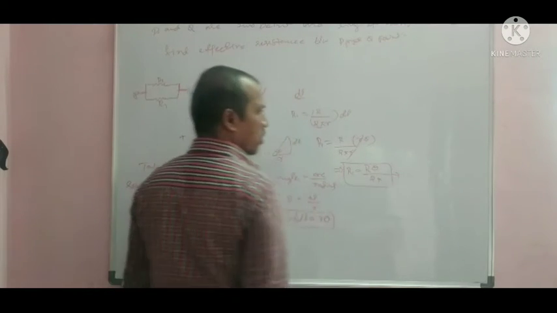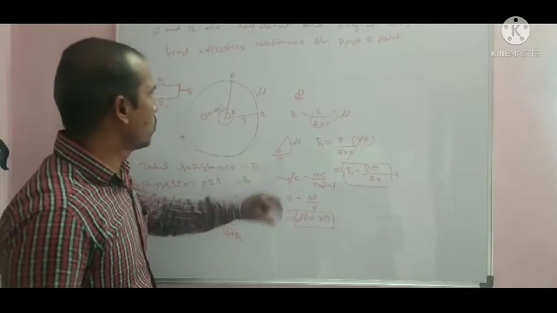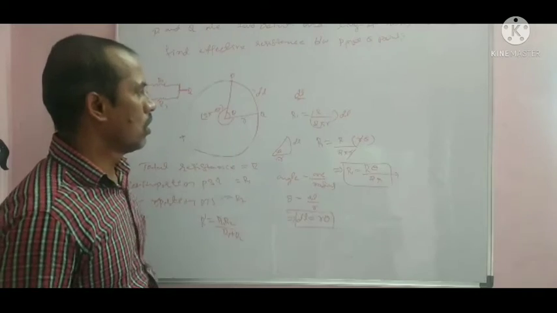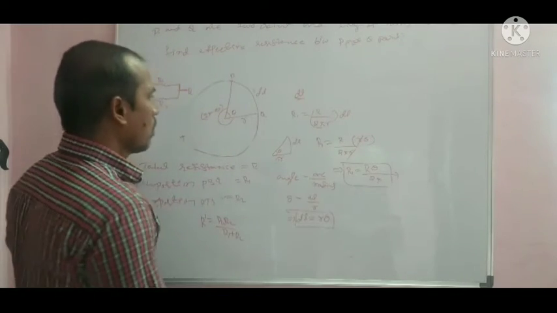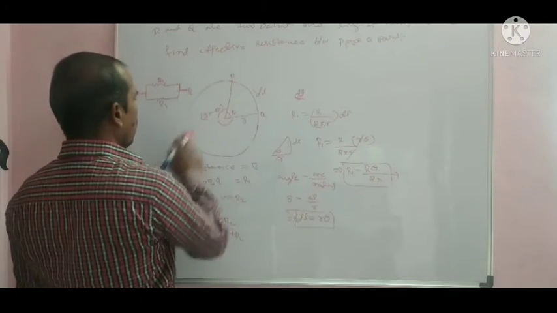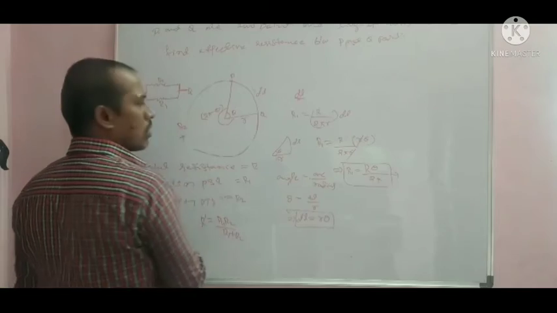This is the portion PSQ, the distance of the portion PSQ. R1 is equal to r theta by 2 pi. Here, remaining the portion PTQ. This is the R2, the distance here R2.